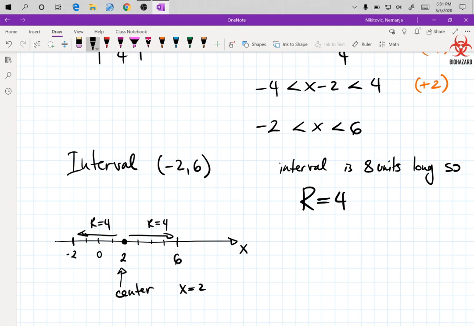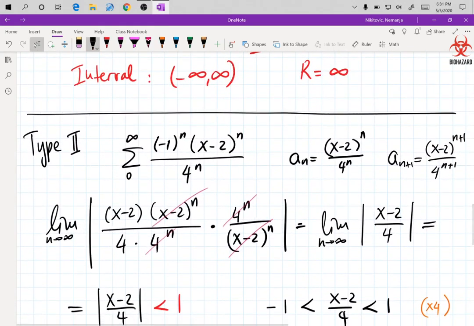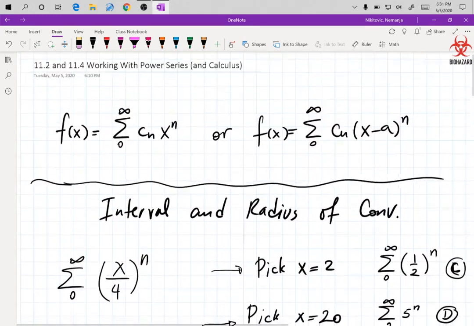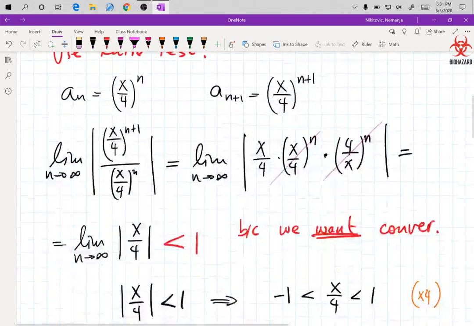X equals 2, right? Now, go back to the start of the problem. Where was your power series centered? It was centered at 2, a equals 2, right? Remember that we said that when a power series is centered, it's centered at x minus a, right? You have x minus 2. Therefore, a is 2. Center is at 2 in our case.